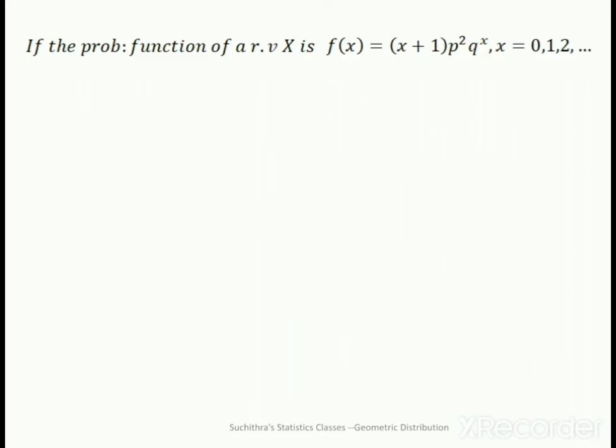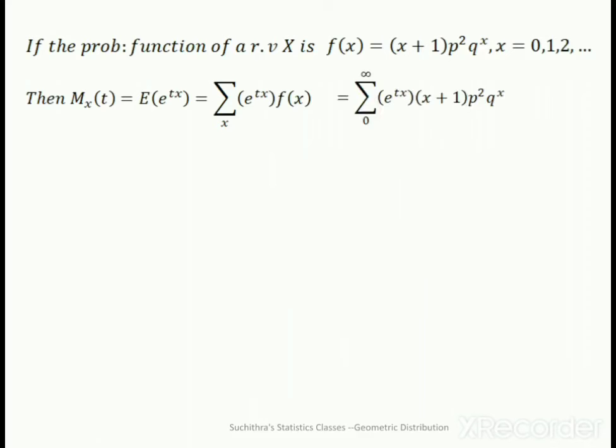Now, if the probability function of a random variable x is (x plus 1) p square q raised to x for the values of x equal to 0, 1, 2, etc., its moment generating function M_x(t) is expectation of e raised to tX, that is summation over x of e raised to tx f(x), that is summation from 0 to infinity e raised to tx (x plus 1) p square q raised to x, since it is its probability density function.